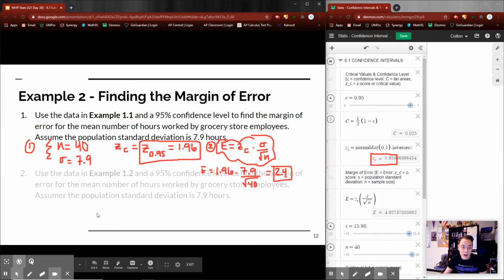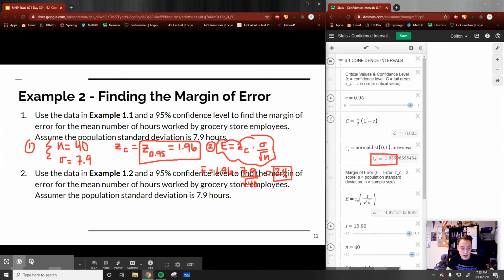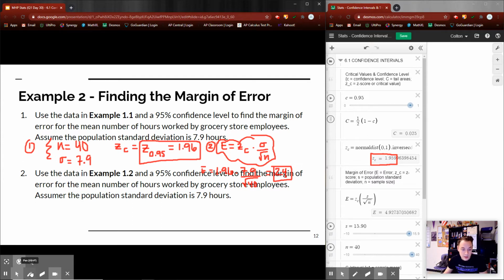So what if we have this question? I'm going to erase this. I'm going to keep the 2.4 though. So the 2.4, I'm going to rewrite that. So this does equal 2.4. Use the data now in example 1.2 and a 95% confidence level to find the margin of error for the mean number of workers. And assume that the standard deviation is 7.9 as well.